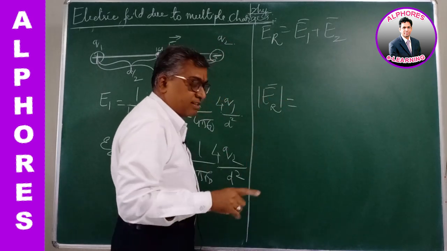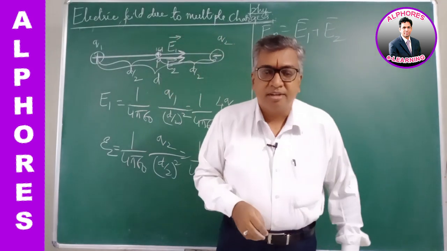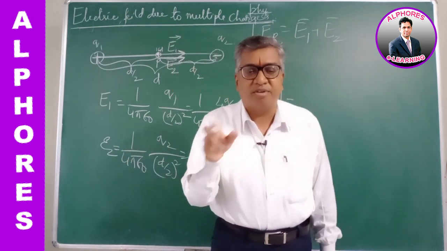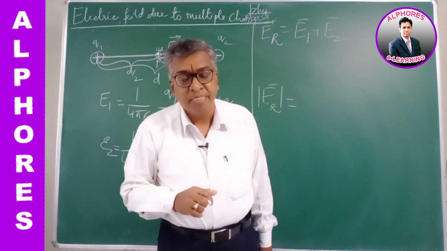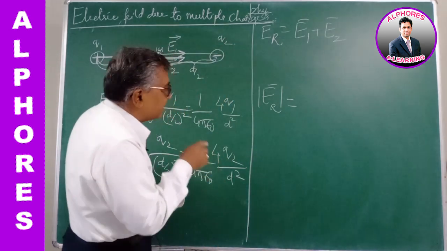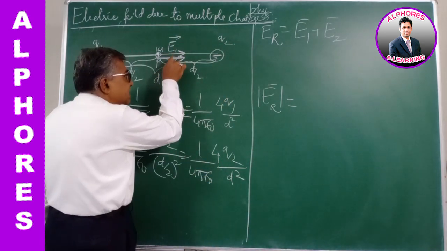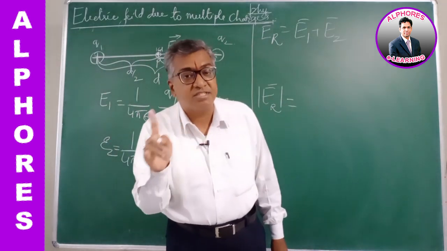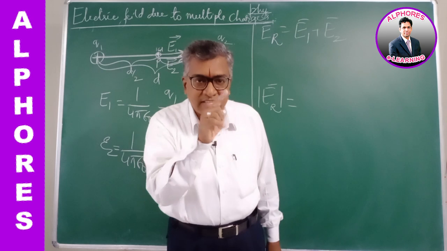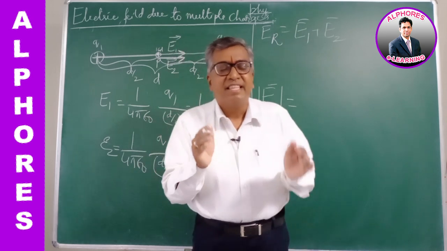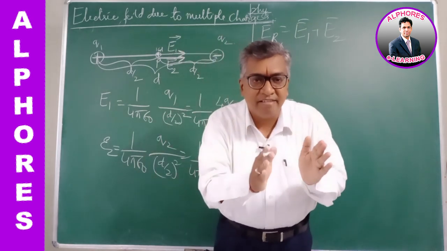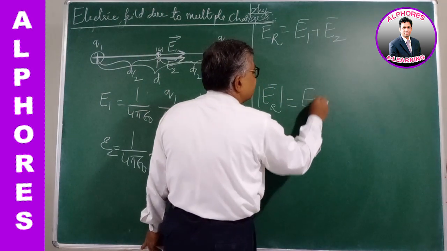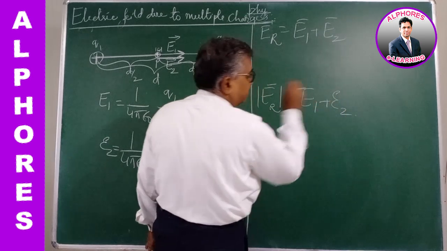Magnitude of the E resultant, according to the parallelogram law of vectors, we know the resultant vector R is under root of a square plus b square plus 2ab cos theta. Now theta is the angle between the vectors. Now these two vectors are in same direction. Theta is 0, a square plus b square plus 2ab cos 0, cos 0 is 1. So it is a square plus b square plus 2ab. The resultant magnitude is simply a magnitude plus b magnitude. So the resultant electric field is E1 plus E2.